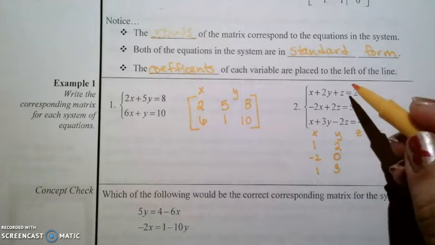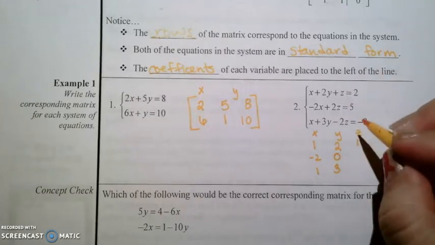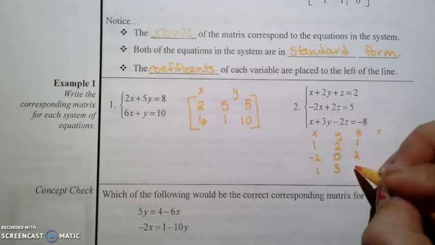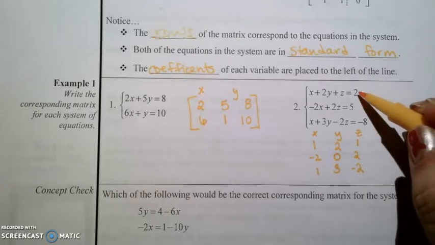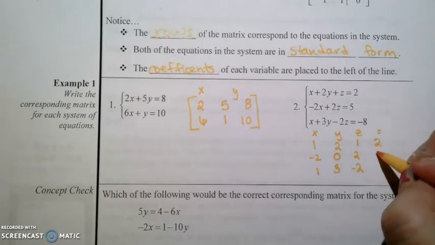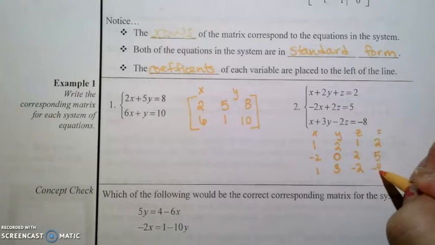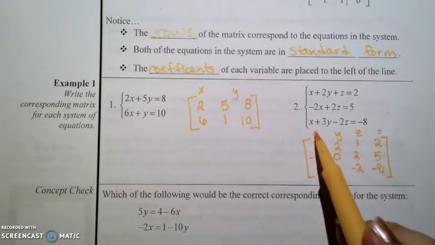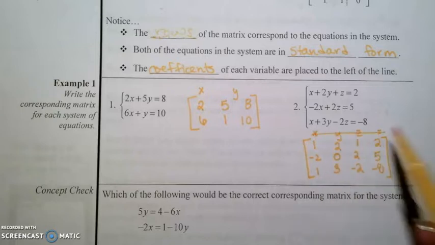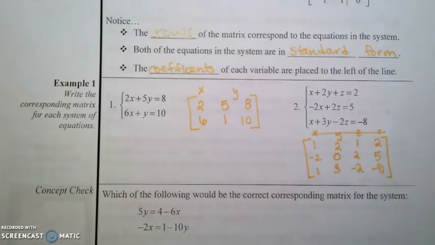And lastly, my coefficient of y is 3. And then we look at the coefficients of z. So I have 1, 2, and -2. And then the constants, 2, 5, -8. Okay, and again, x, y, and z are not part of the matrix. They're just a tool that we're using to help us write our matrix.